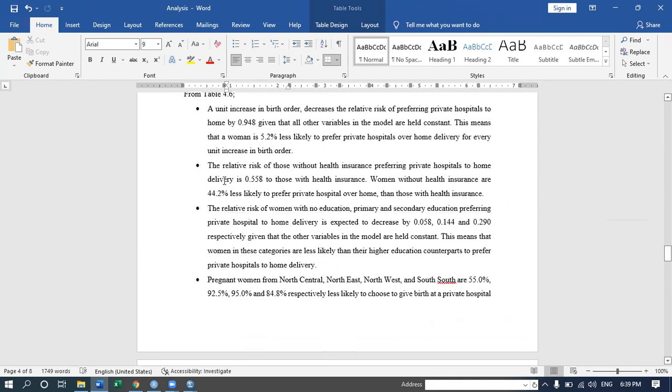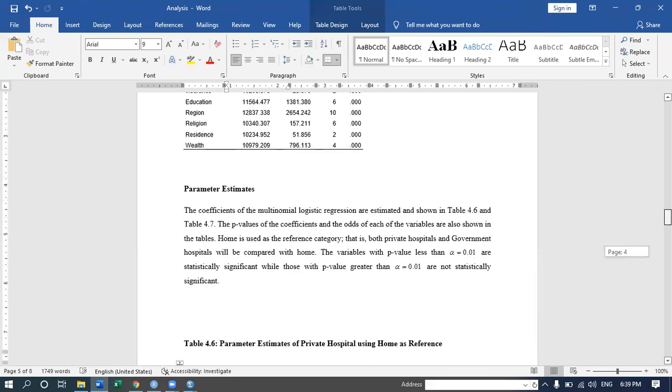So let me see how I interpret. The relative risk of those without health insurance preferring private hospital to home is this, compared to those with health insurance. Women without health insurance are 6.2% less likely to prefer private hospital over home than those with health insurance. Exactly what I said. So let's try another one.